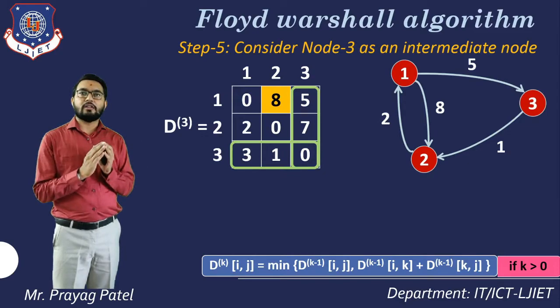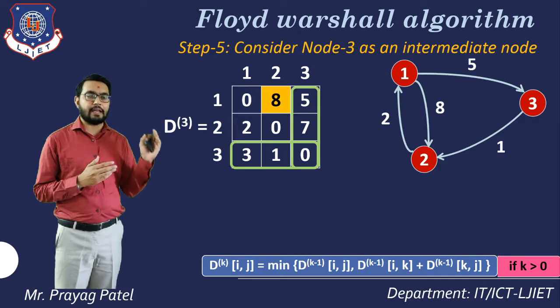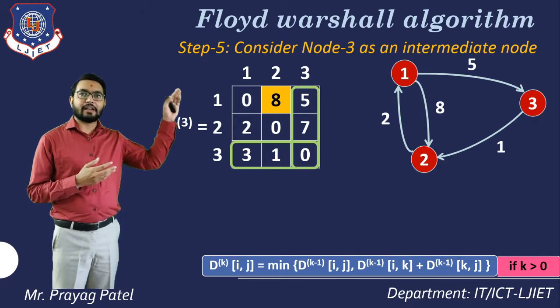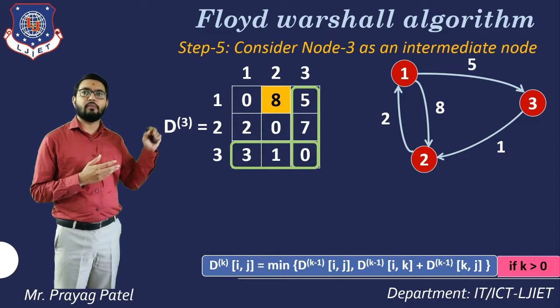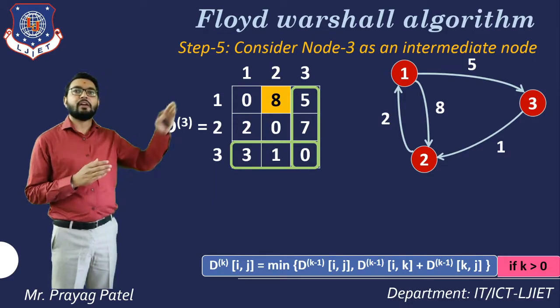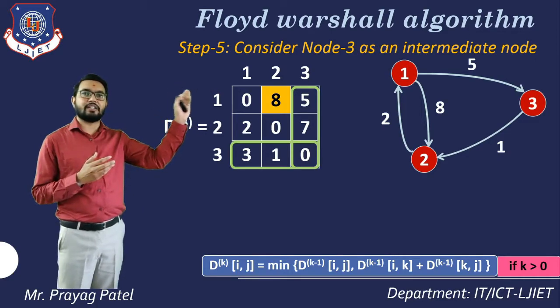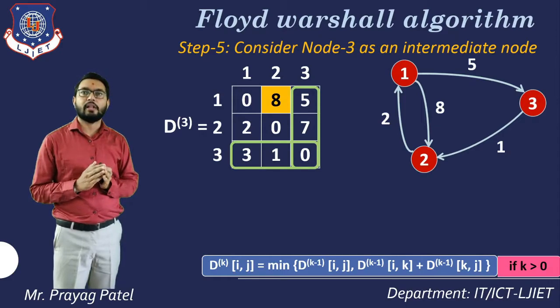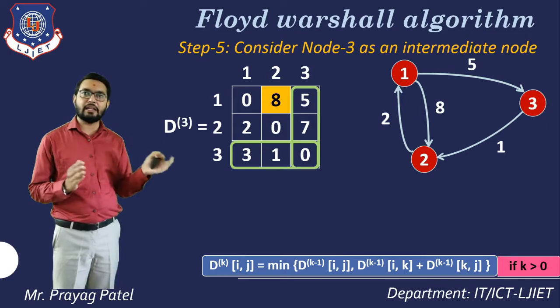Consider step number 5. Step number 5 considers node number 3 as an intermediate node, meaning here consider the red shaded block in this table D3. The table name is D3 because k equals 3. Here consider node 3 as an intermediate, and see the red node in the graph as the intermediate node. Node number 3 as the intermediate node means we do not consider row number 3 and column number 3 for our calculation.